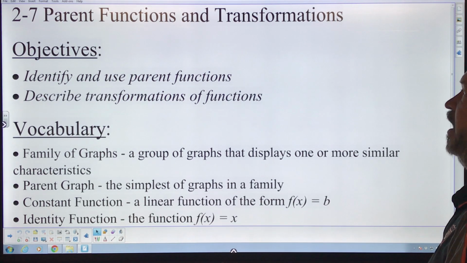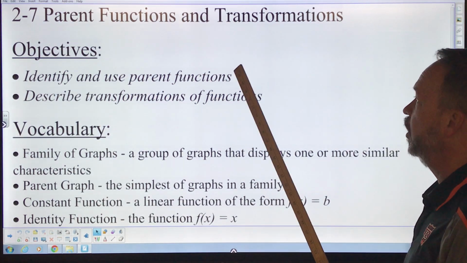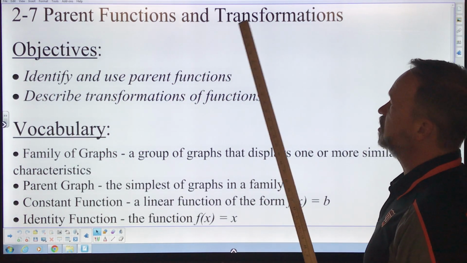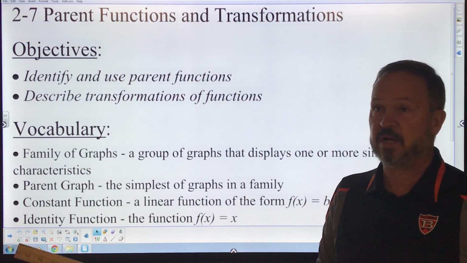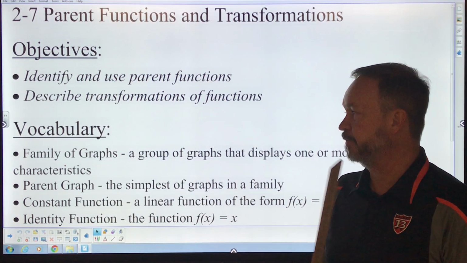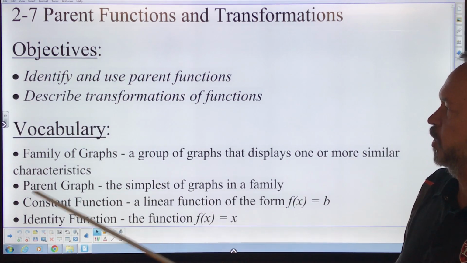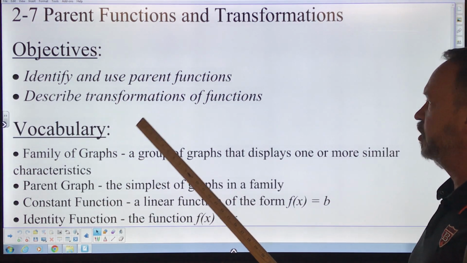So we come to the final lesson of chapter 2 in our book, and we're talking about parent functions and transformations. In a previous lesson, we talked about the parent function, which was the absolute value function. Well, we'll talk about these as we go along. So we're going to identify and use parent functions.